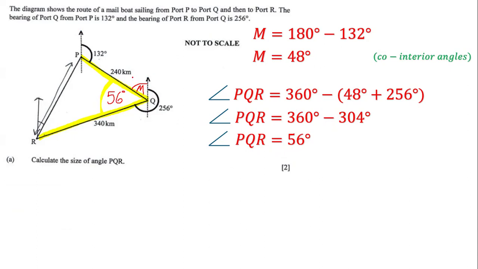We know that M is 48, and we know that from here all the way to here is 256. And it makes sense because one revolution is 360 degrees, and so angles around the same point must add up to 360 degrees. If we add 256, 56, and 48, we definitely get 360 degrees. And so that's why this angle right here is 56 degrees.